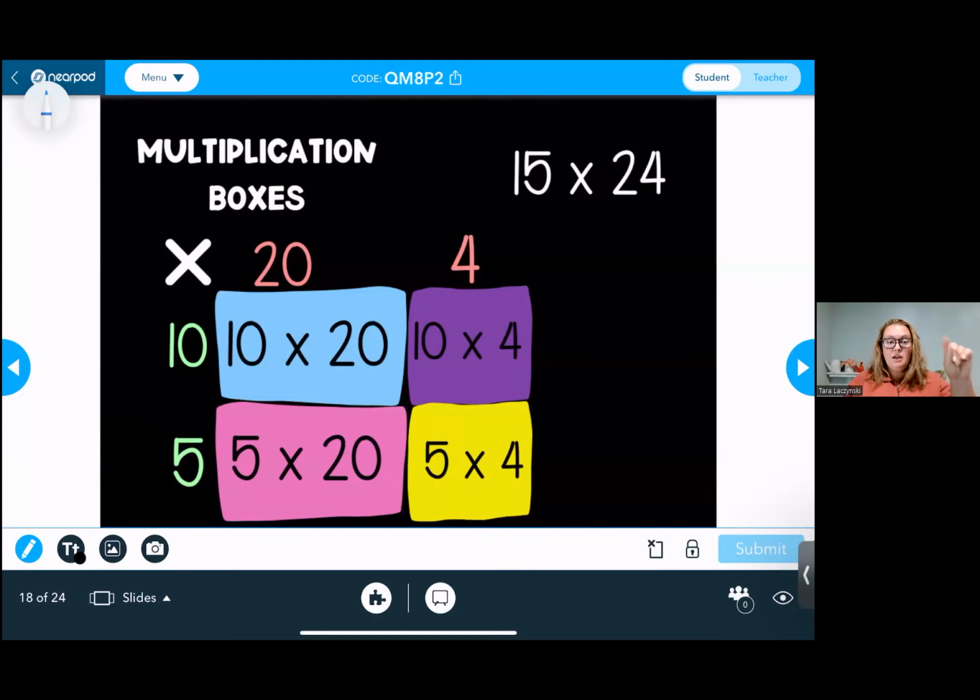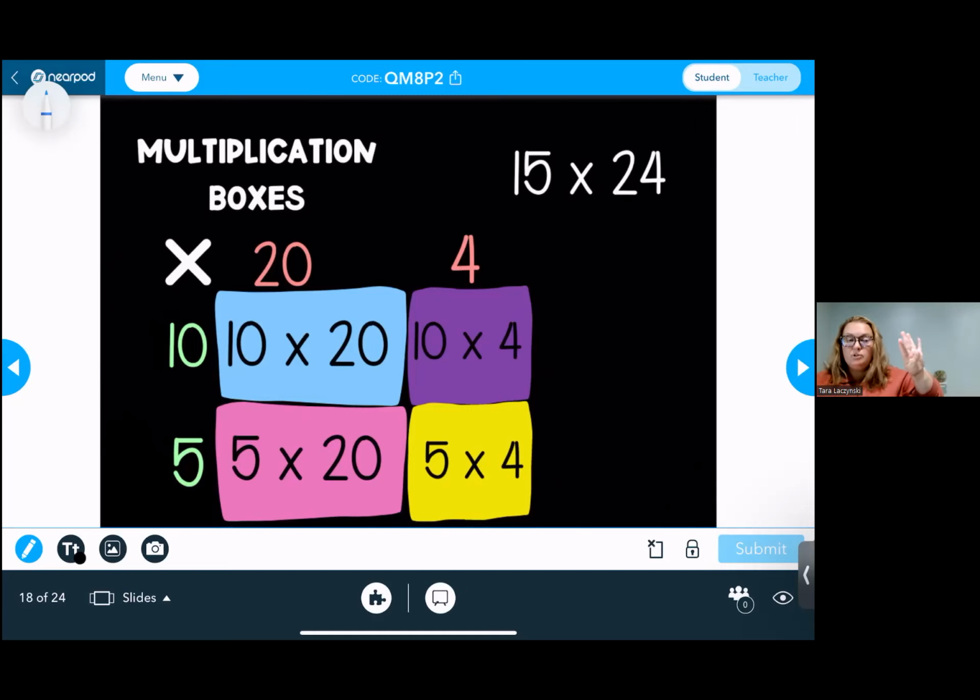Now, some reminders. In this one, 20 and 4 are my up and down numbers. I'm going to use the 20 in the blue box and the pink box. I'm going to use the 4 in the purple box and the yellow box. They're my up and down numbers. I'm going to use the 10 and 5 as my side to side numbers. So 10 is going to be used in the blue box and the purple box, and 5 is going to be used in the pink box and the yellow box. And I wrote out where these numbers meet because that's where we have to multiply, right? We multiply where they meet.